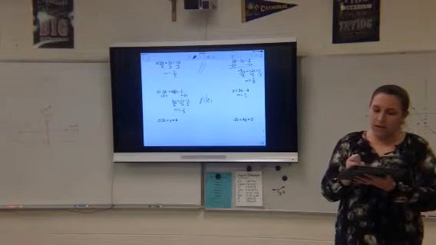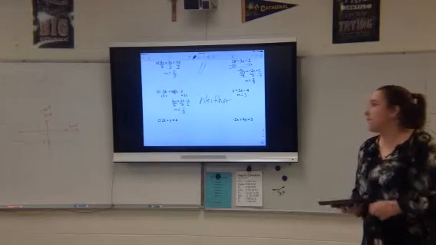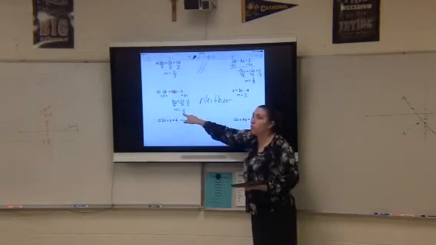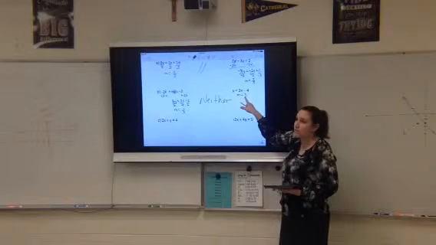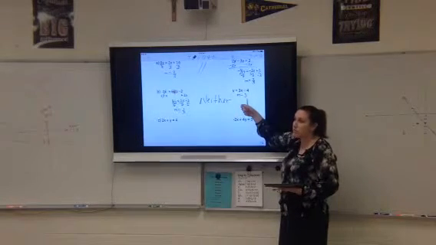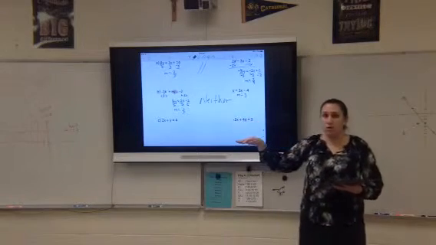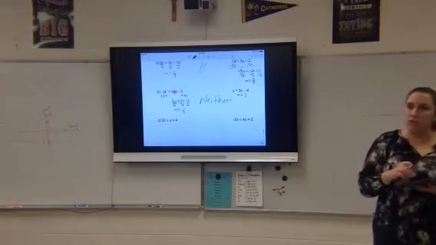Because the opposite of 3 would be negative. If this was your slope and you needed a perpendicular, this would have to be a negative 3. Negative and then flip, okay? So you have to have a positive and a negative or it's not perpendicular, okay? All right, so let's look at the next one.